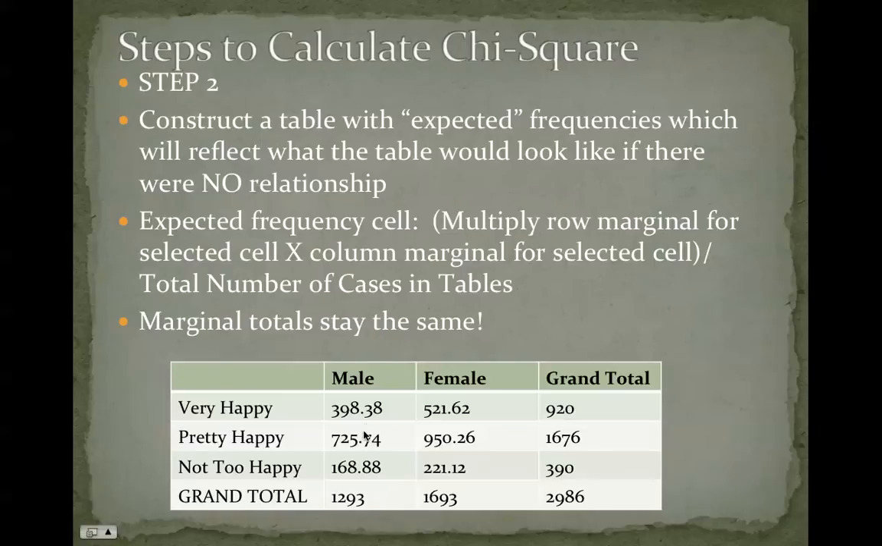And let's say male not too happy. What two values would I multiply then? I would multiply 390, not too happy, and male, 1293. So 1293 times 390, and that value divided by 2986. Again, it's the marginal row total for the selected cell times the column marginal for that selected cell. So the marginal in this column, and the marginal for this row. Where these two intersect would give me my value that I enter. And your marginal totals, by the way, stay the same.